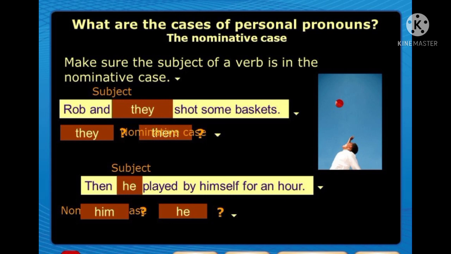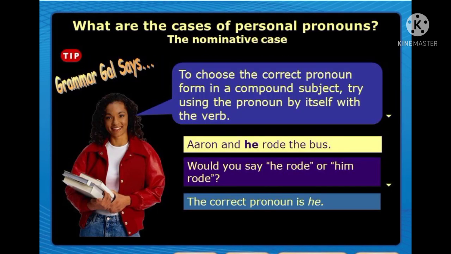Make sure the subject of a verb is in the nominative case. To choose the correct pronoun in a compound subject, try using the pronoun by itself with the verb. Example: Aaron and he rode the bus. Would you say he rode or him rode? So the correct pronoun is he.